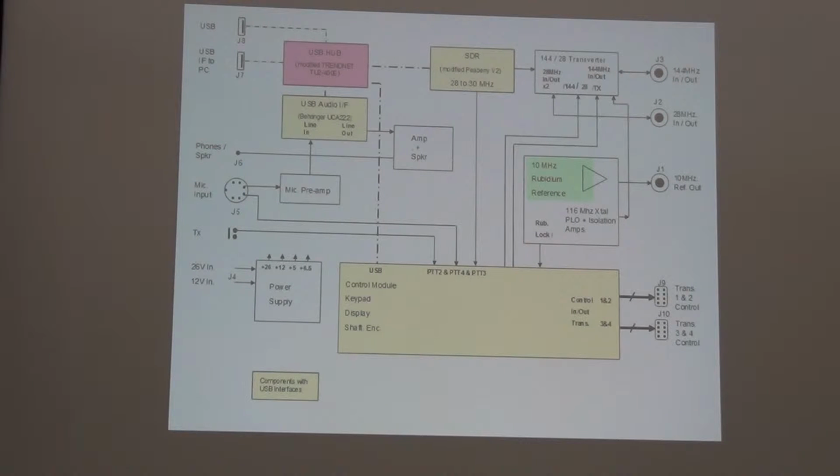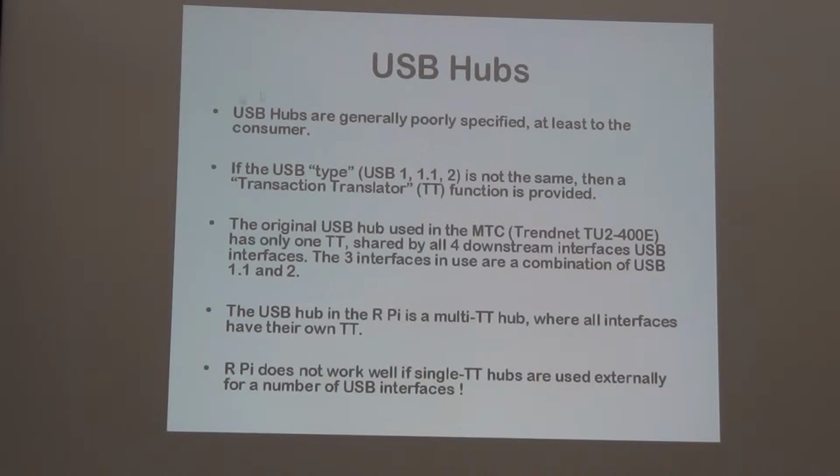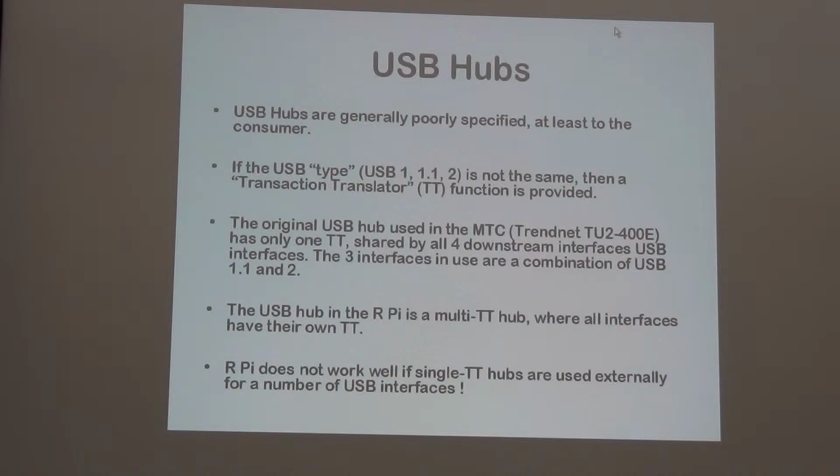Not all of those interfaces are USB 2, some of them are 1.1. And when you have several 1.1 interfaces, then you have to have what's called a transaction translator to convert it to USB 2. Cheap USB hubs and expensive ones are often poorly specified, or actually not specified at all. The spec is USB 2, 4 ports, end of discussion. External power supply, maybe, might be specified.